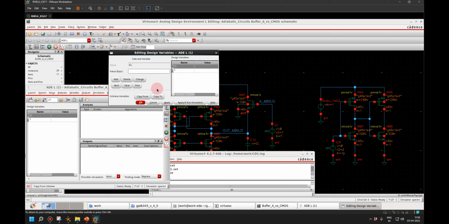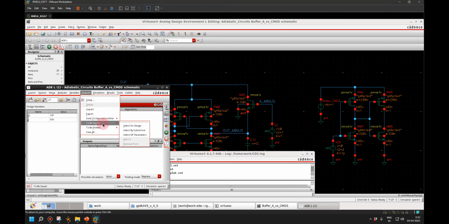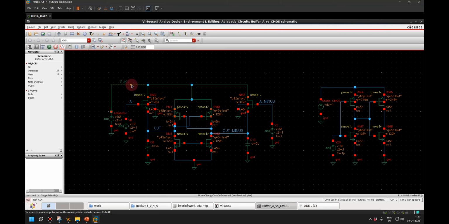Okay, sorry, 10 femto. Okay, and let me put this as 50 nano. So let me plot the clock, input A, output minus, and also the current which will be drawn from here.